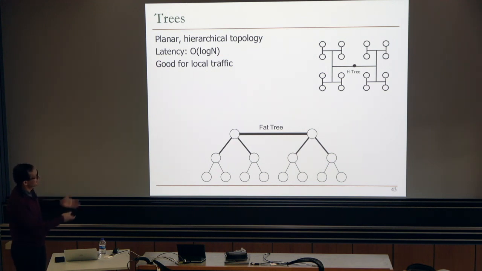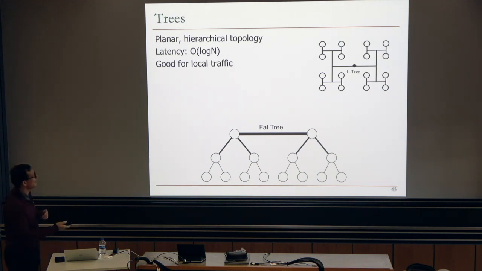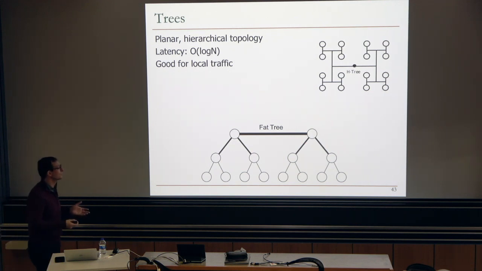Essentially, trees are what they are. They're trees. They look like trees. They're planar hierarchical topologies. And the benefit is that their latency is log n, O(log n). And these are usually good for local traffic.